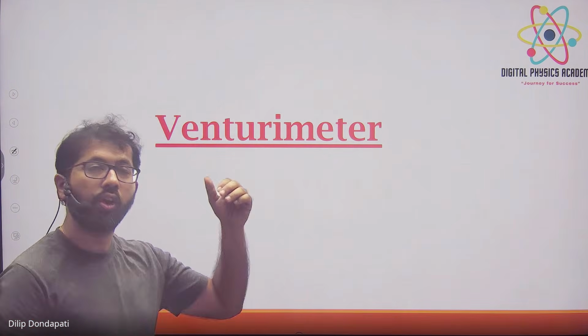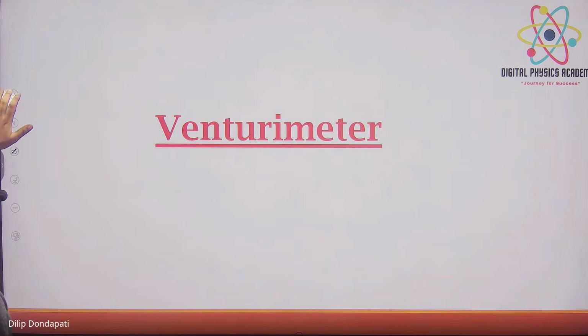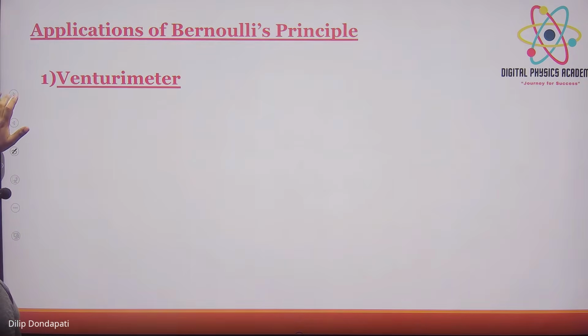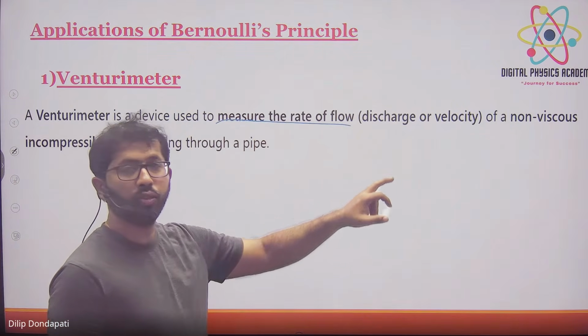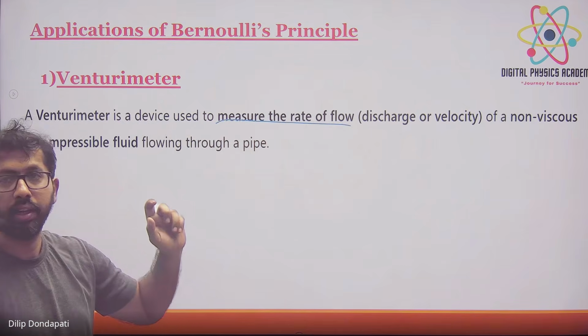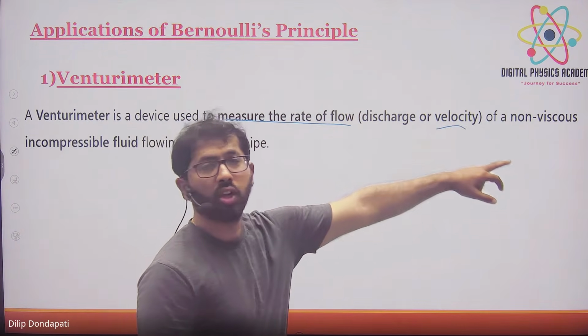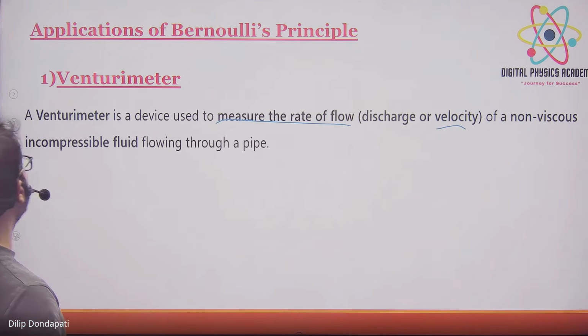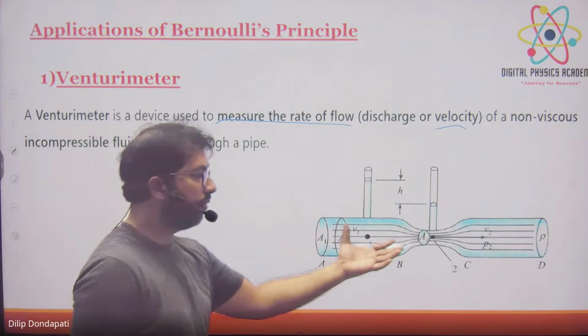Rate of flow or velocity also we can calculate, at any point, by using this instrument. देखो, Venturimeter is a device used to measure the rate of flow. मालूम है rate of flow मतलब area into velocity वाला. Rate of flow, or we call it discharge, or we can calculate velocity also, for a non-viscous incompressible fluid flowing through a pipe. देखो, this is the Venturimeter.